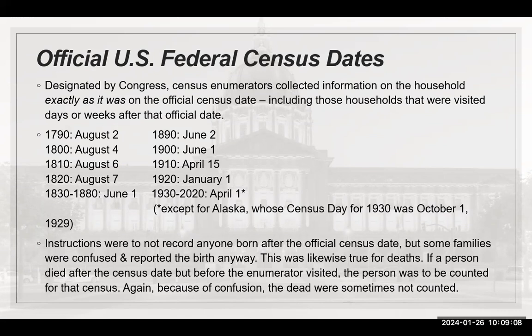Now, the instructions for each census were to not record anyone born after the official census date, but some families were confused and reported the birth anyway. This was likewise true for deaths. If a person died after the census date but before the enumerator visited, the person was to be counted for that census. Again, because of confusion, the dead were sometimes not counted.